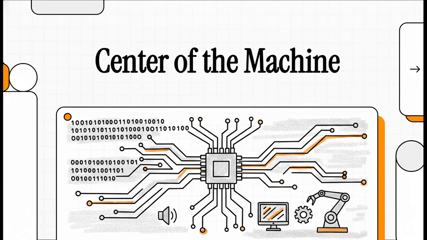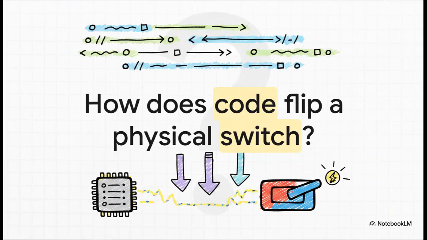Welcome to this explainer. We use computers literally every single day to work, play, and connect. But have you ever stopped to think about how the abstract words we type into a screen actually turn into real physical action? Today, we're taking a journey to the center of the machine. Seriously, how does a line of code actually flip a physical switch? It's the core mystery of what we call the computer abstraction hierarchy.